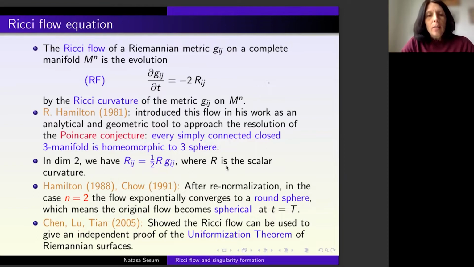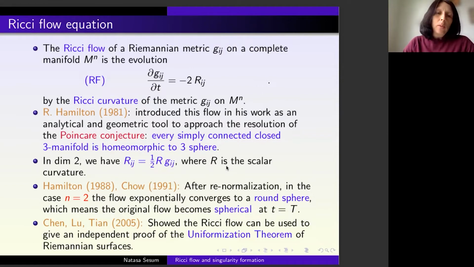And then it just becomes a scalar equation that you study in dimension 2. And due to the results of Hamilton and Chow, who considered the Ricci flow in 2 dimensions, they proved that, after renormalization, so they do a reparametrization of the flow to keep the volume of the manifold fixed, the flow exists for all times and exponentially converges to a round sphere, right?